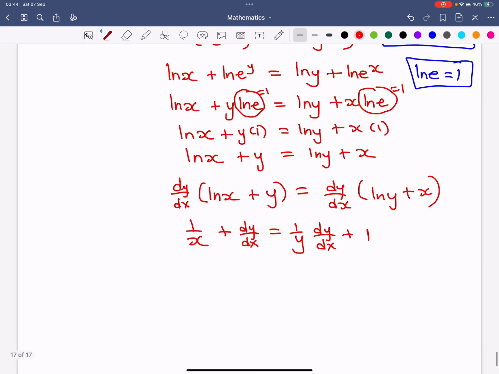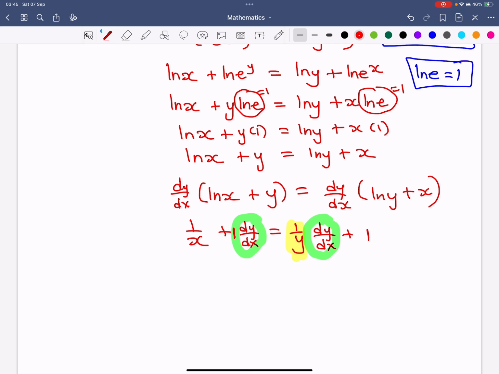Fairly doable. The most important thing to remember here is that whenever you differentiate something with y, you have to always multiply by the dy over dx. That's why here I multiply by dy over dx. In actual sense, this is 1. The derivative of y is just 1 multiplied by dy over dx. So now we have that working.